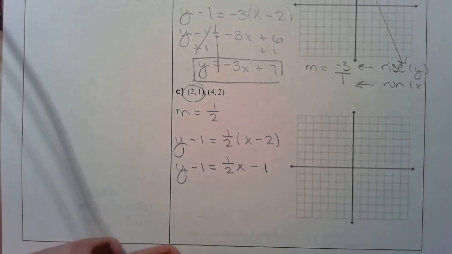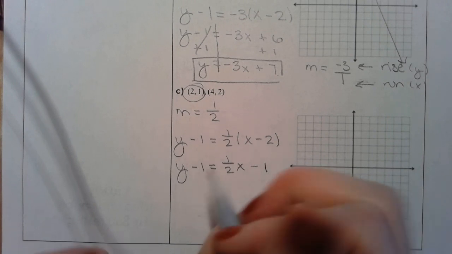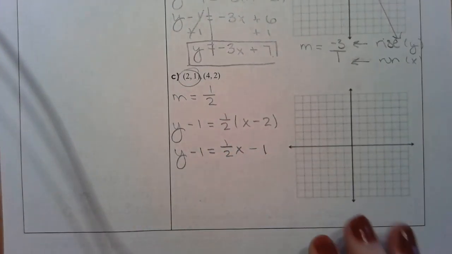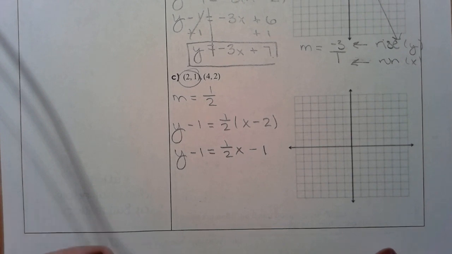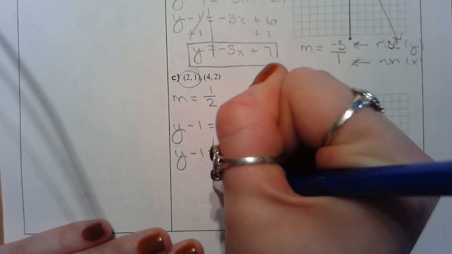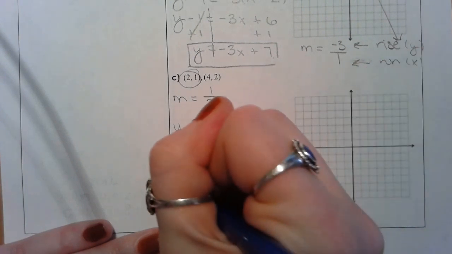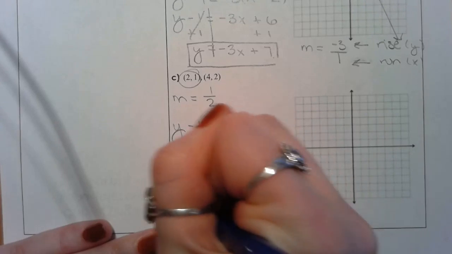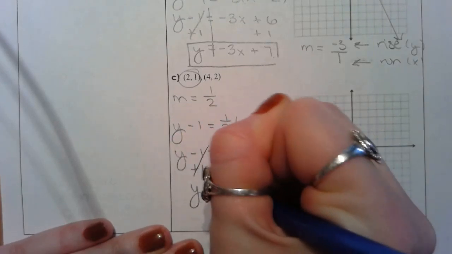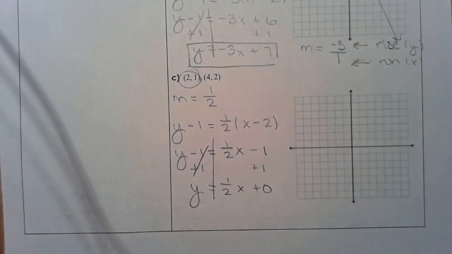And so now we're in point slope form, and now we're going to write this in slope intercept form. So we have y minus 1 equals 1/2 x minus 1, and so I'm going to add this 1 over, and those will cancel, and I'll be left with y equals 1/2 x plus 0.